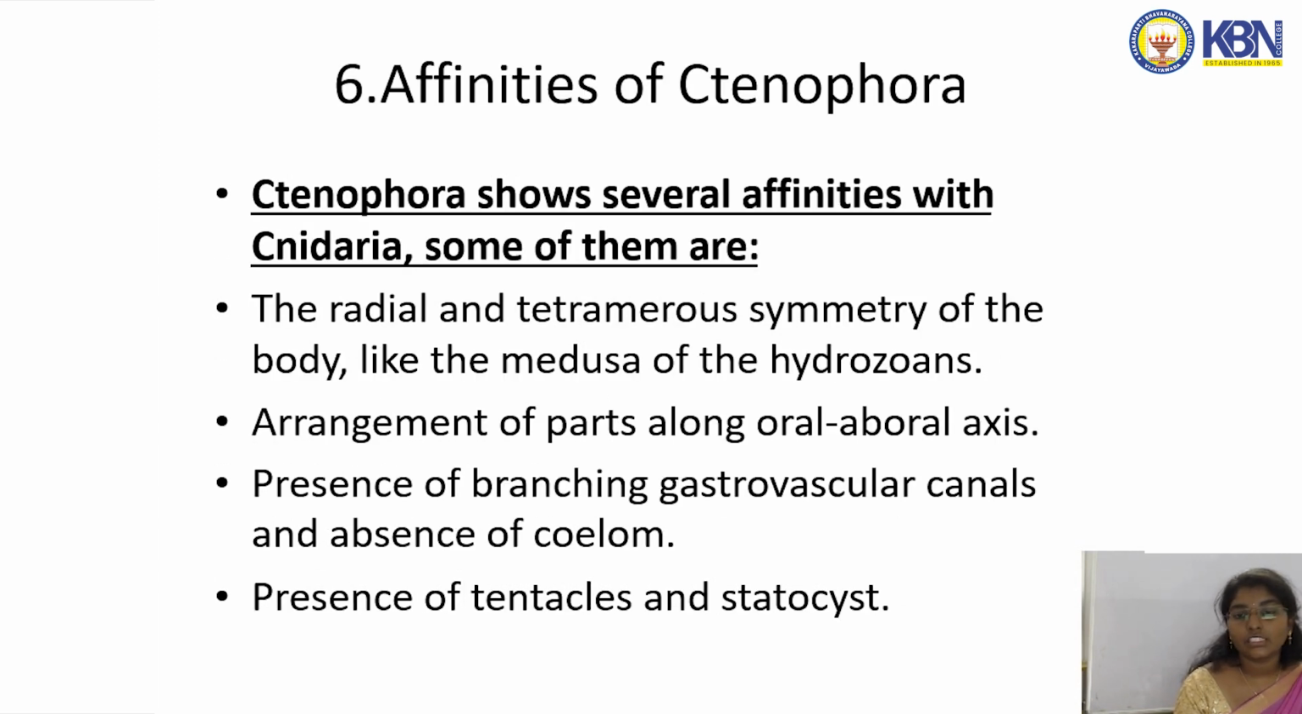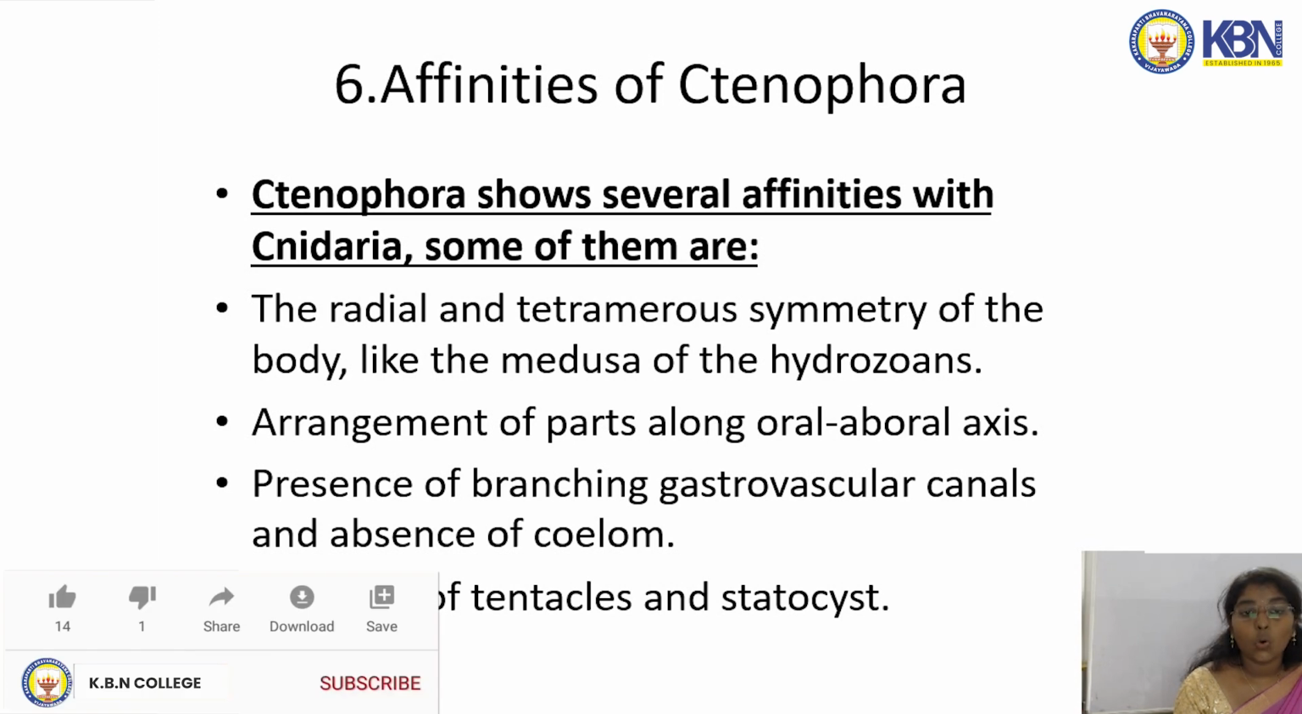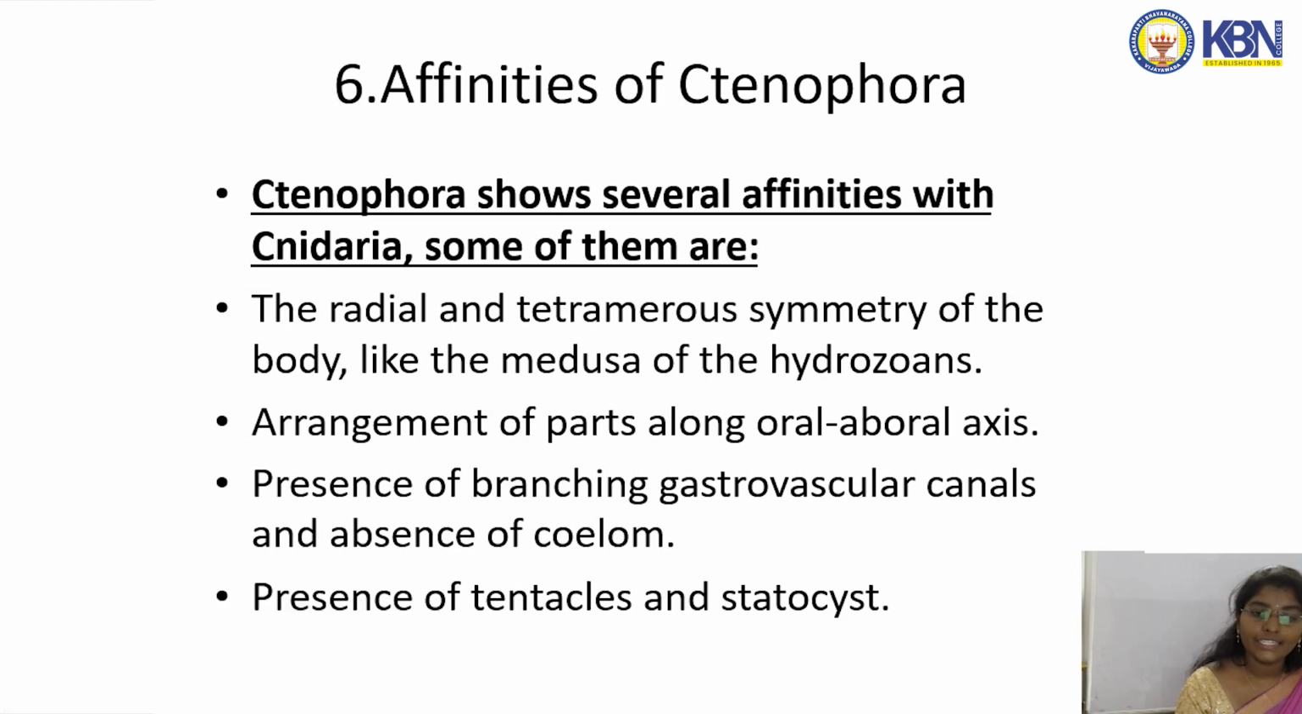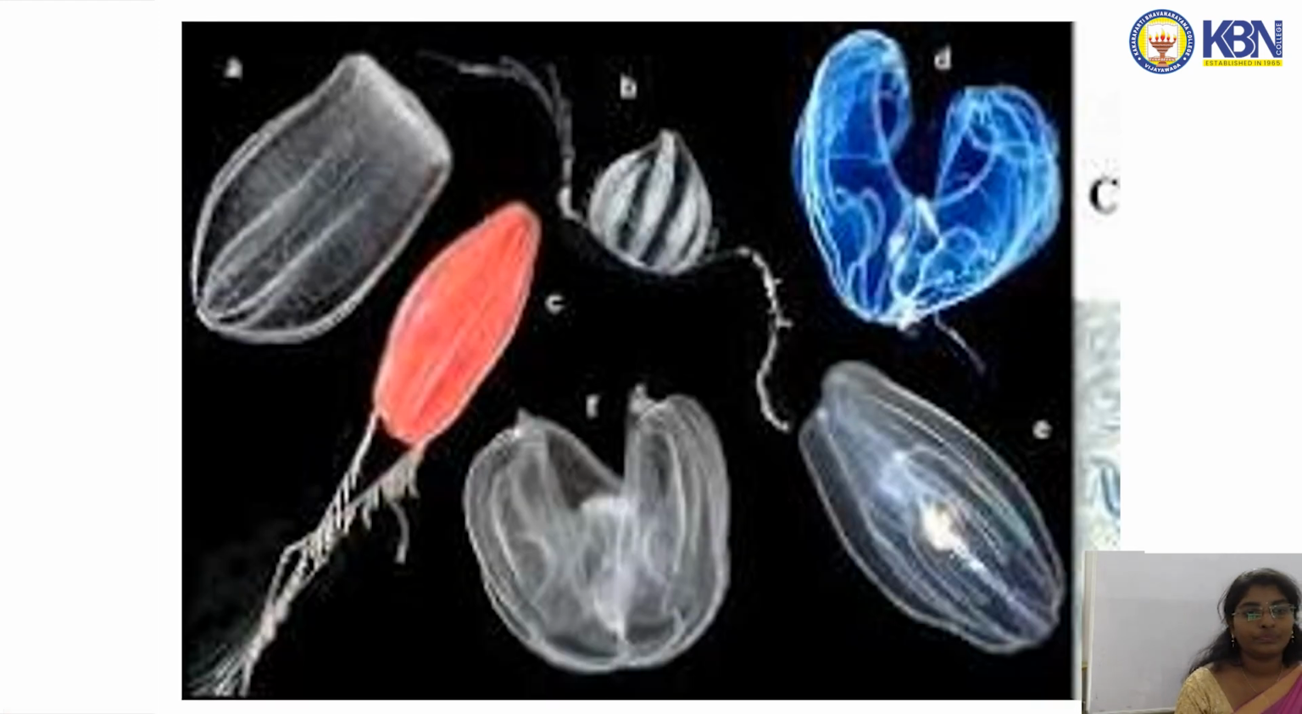Next, affinities of Ctenophora. Ctenophora shows several affinities with Cnidaria. Some of them are the radial and tetrameral symmetry of the body like the medusa of the hydrozoans, arrangement of parts along the oral-aboral axis, presence of branching gastrovascular canals and absence of coelom, and presence of tentacles and statocyst.